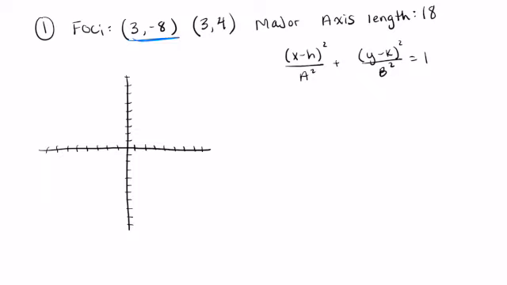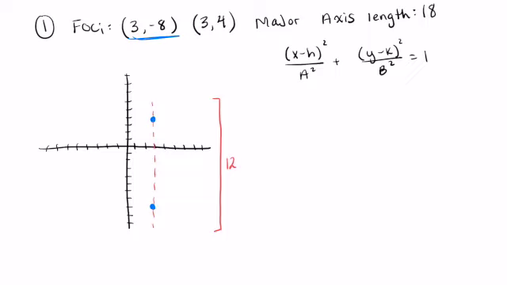Now I'm going to plot these points. At (3, -8), I'm going to have a foci point about right there. 1, 2, 3, 4, 5, 6, 7, 8. And then at (3, 4), I'll have my other foci point. Once I have those two things, I can draw in my major axis. And I just know that that major axis length is 18. That really has nothing to do with my foci at this point.